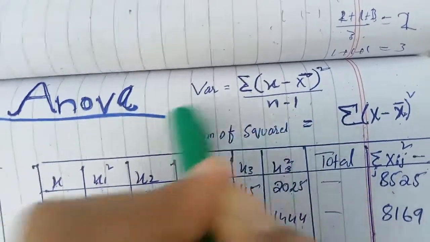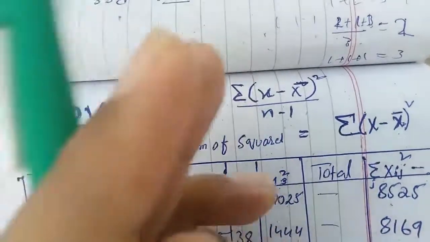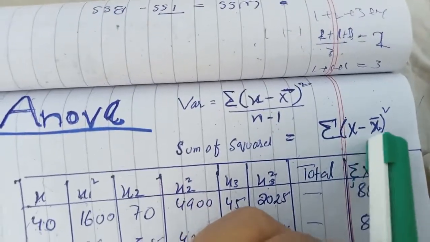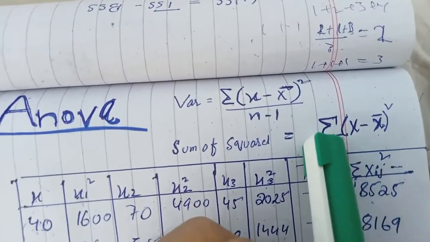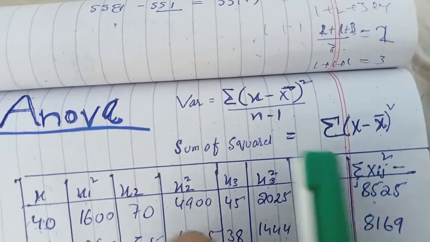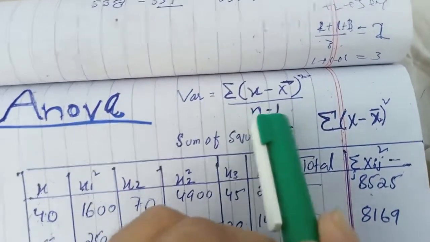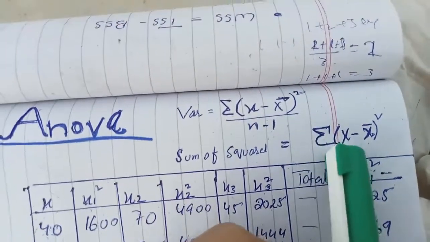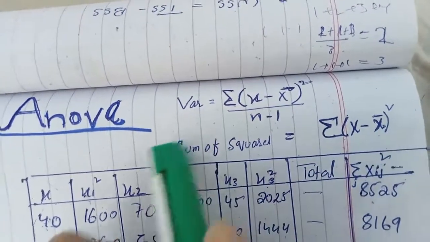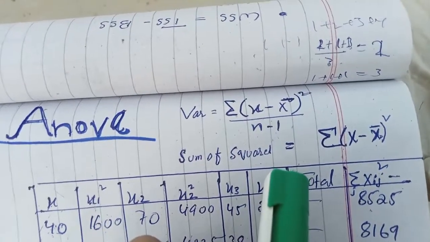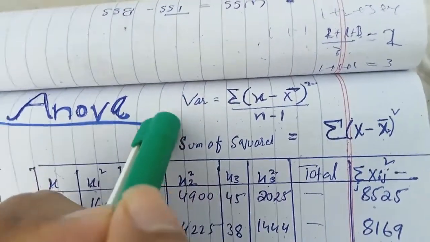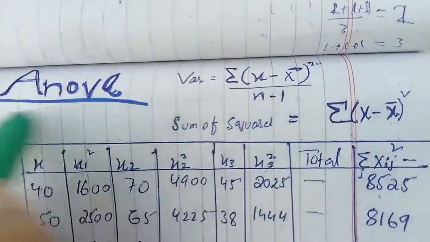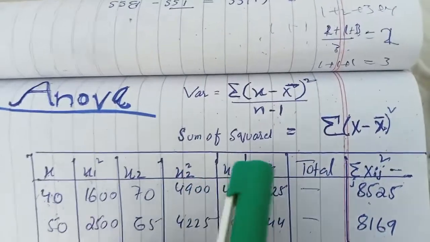What is the sum of square? Sum of square is not an average of the spread of the data. Sum of square is basically the summation of x minus x bar. This is basically the summation only, right? We are not interested in n minus 1, the average of the spread of the data. We are only interested in the summation of x minus x bar whole square. This is the sum of square, right? That is the difference between the variance and the sum of squares. The reason we use the sum of squares in ANOVA is because it is very useful.